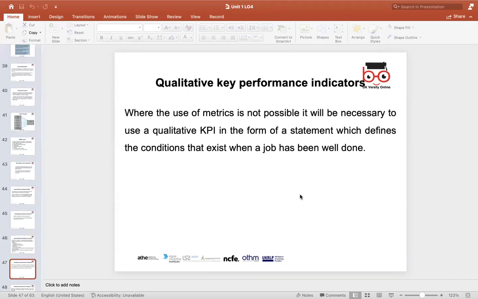Now you have the qualitative key performance indicators, wherein you not just use matrices, but you also use qualitative KPIs in the form of a statement which defines the conditions that exist if the job is done well or not.